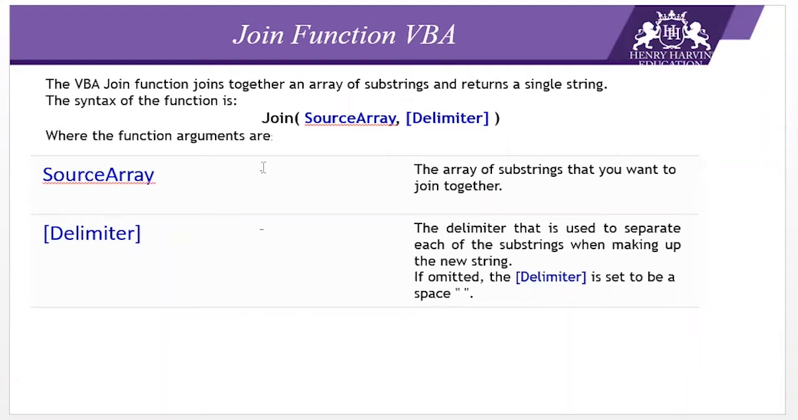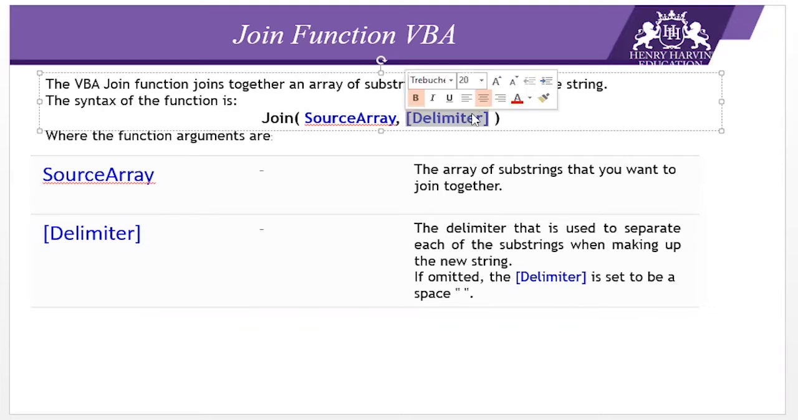We are talking about the Join function, and you can see the arguments. We require two arguments: source array and delimiter. When you find something in square brackets in a formula, it means it is optional. Whether you give it or not, it will use a default. If omitted, the delimiter is set to be space. So by default we have a space. The VBA Join function joins together an array of strings and returns a single string.